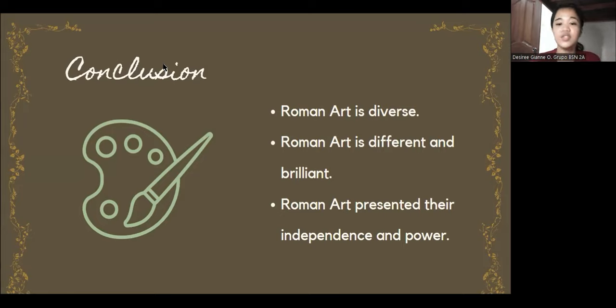So next, Roman art presented their independence and power. As you can see, this Roman art differentiates them from other nations because these Roman arts presented their power and independence from other nations. And that is all. Thank you for listening to us.